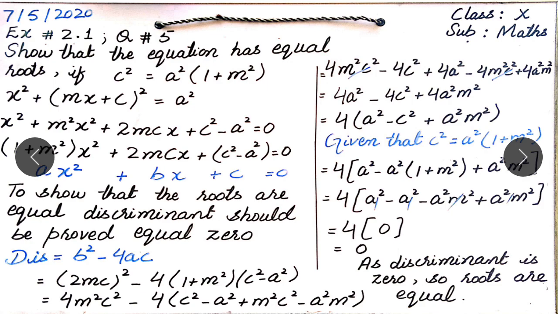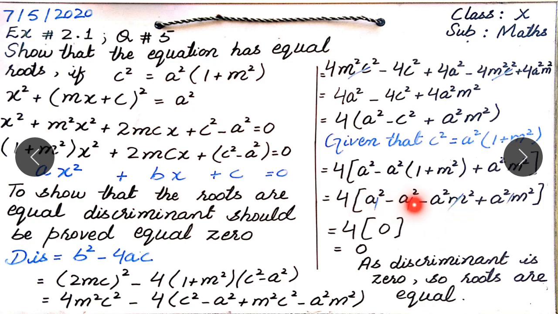Now you can see that after taking 4 common, there is c square here, and c square in the given condition. So you have to use this condition. 4 is written as it is, a is written as it is. Instead of c, what is written? The value given in the question. So the value of c is a square (1 plus m square), and this value is brought down as it is. A square, now the bracket is solved.